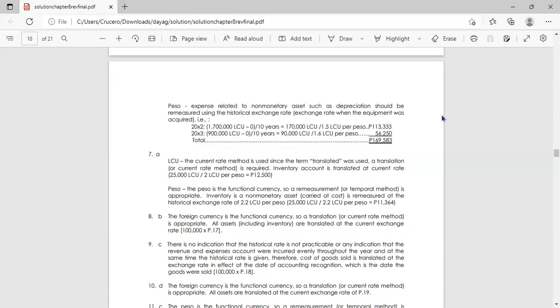So we have now the rates on November 1, December 31, 20x4, and then January 1, 31, 20x5, and the average for 20x5. What figure would have been reported for this inventory on Porter's consolidated balance sheet on December 31, 20x4?